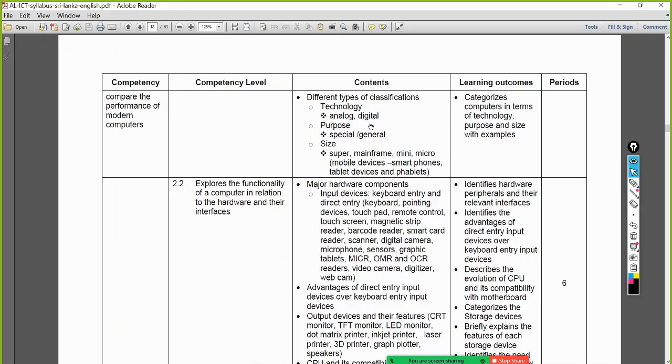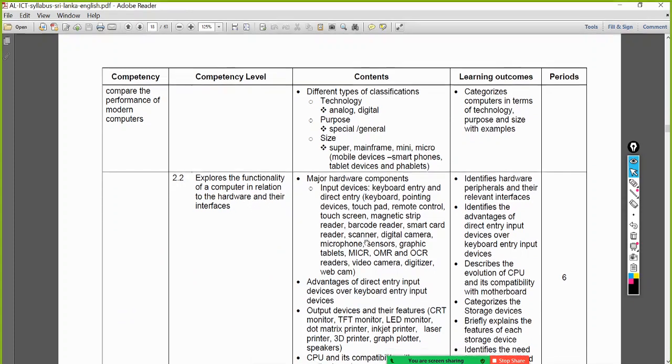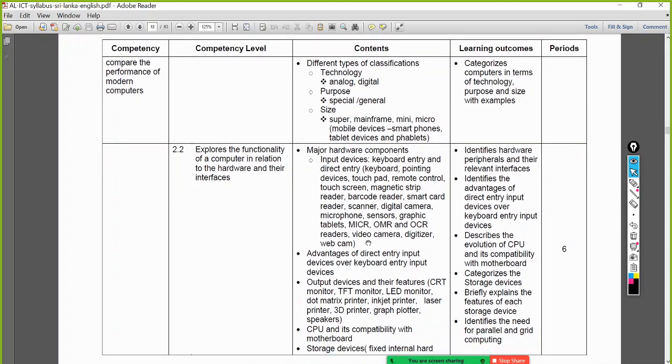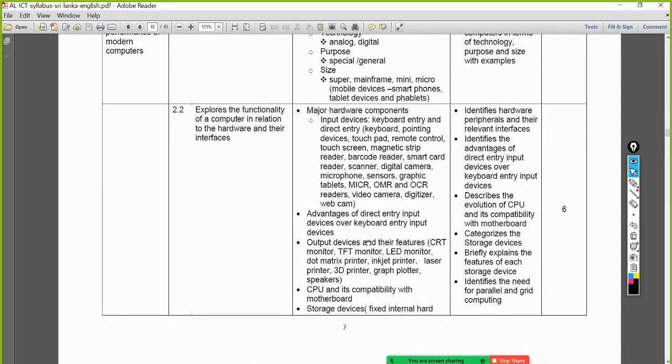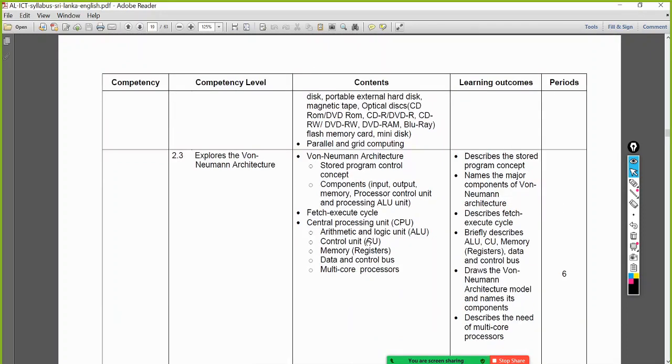So that is part 1. Then explore the functionality of the computer in relation to the hardware and their interfaces, right? So that is your second part. The hardware components, we are going to look at the input devices, output devices, storage devices, the processing devices, etc.